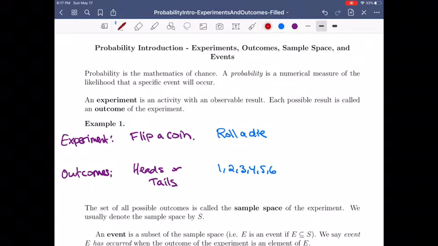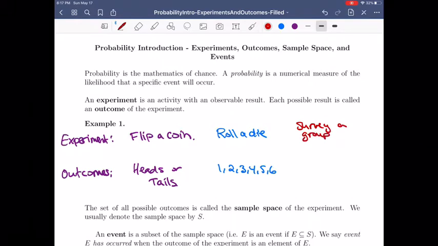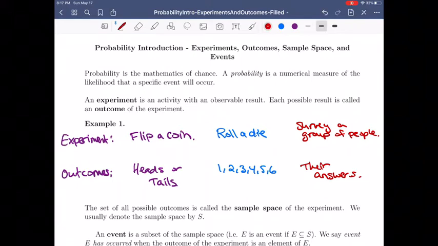You could also survey a group of people. This is another type of experiment. Each person's answer will be an outcome. So these are their answers here. It depends on the type of survey what the outcomes will look like. If they're multiple choice, then you can have A, B, C, D here. If they're giving word answers, then you're going to get a whole bunch of outcomes depending on what they say. But those are some examples of what an experiment might look like and what its associated outcomes might be.